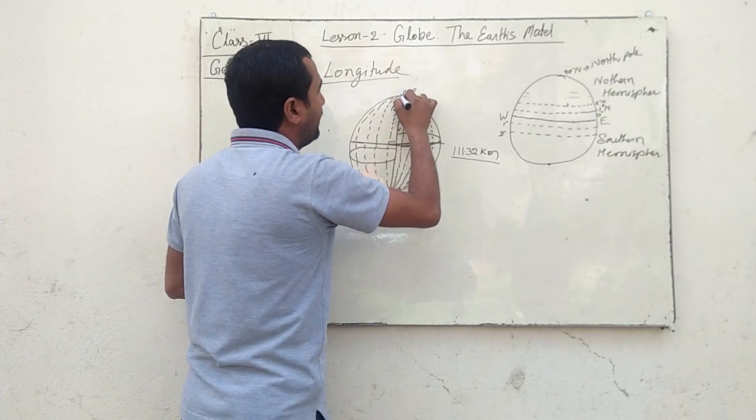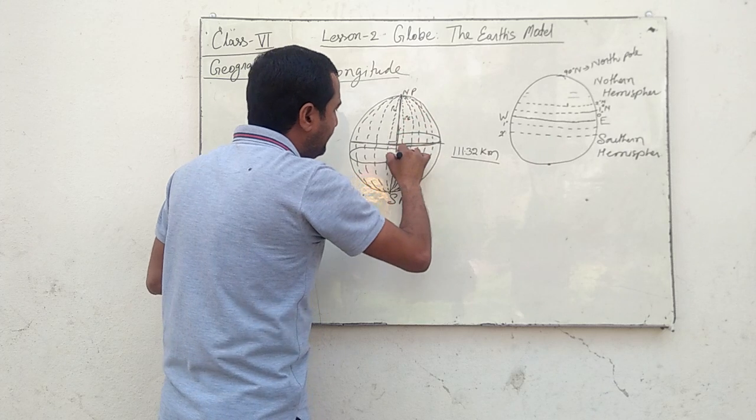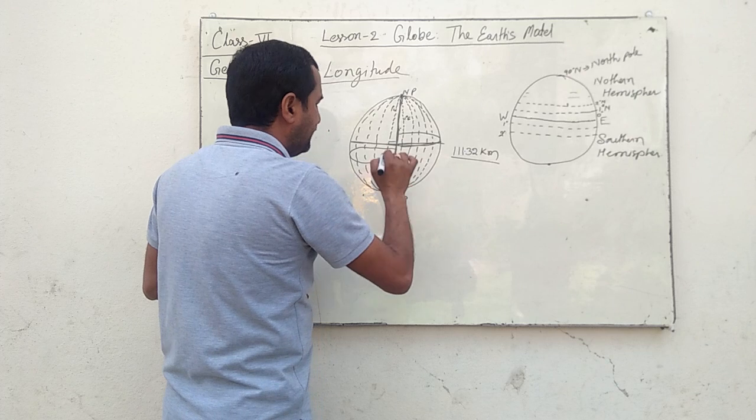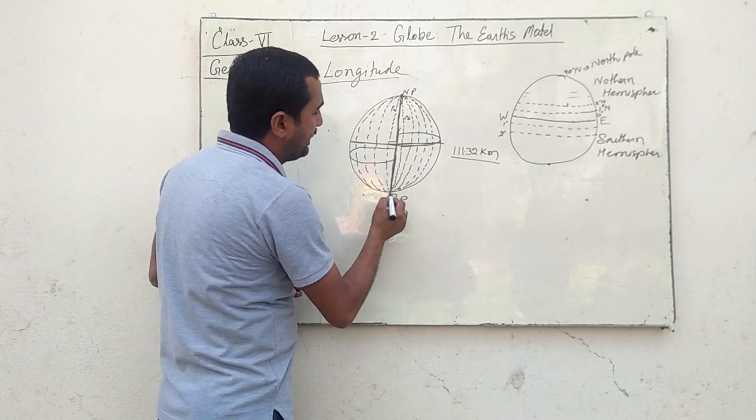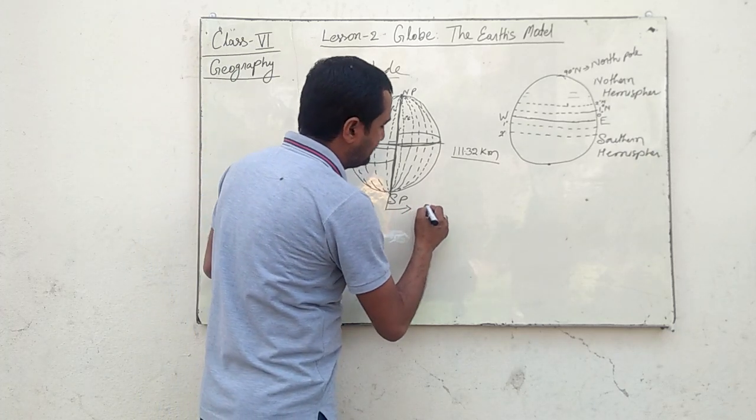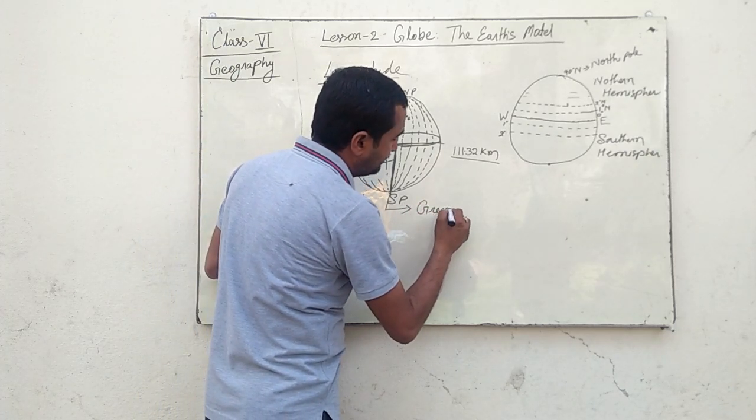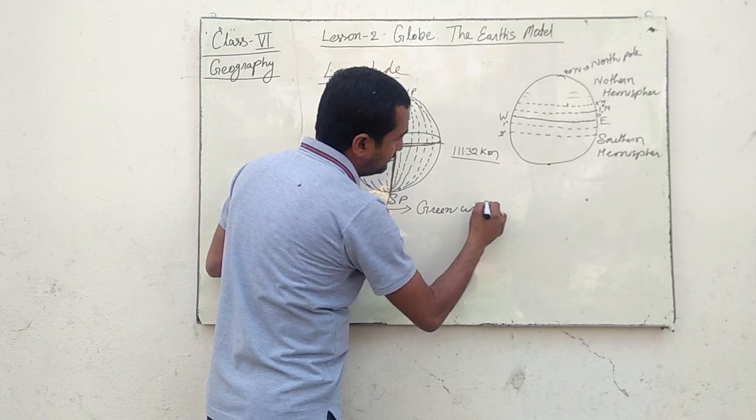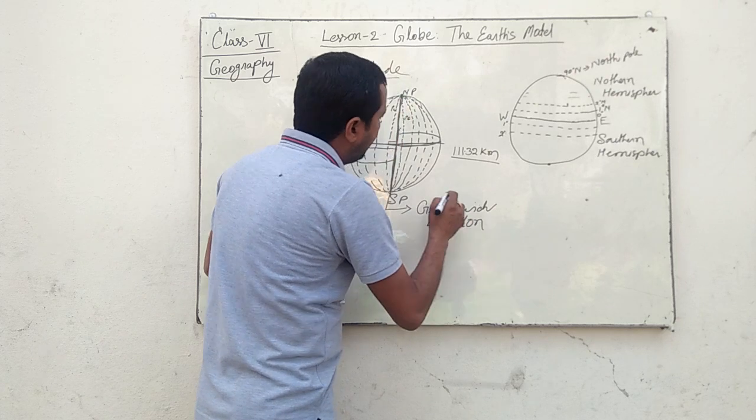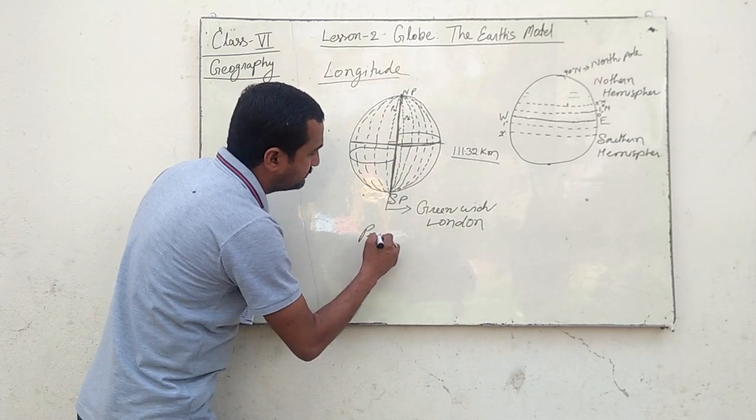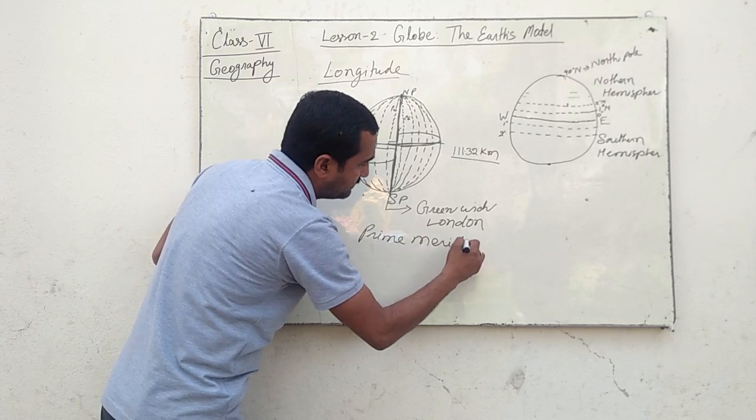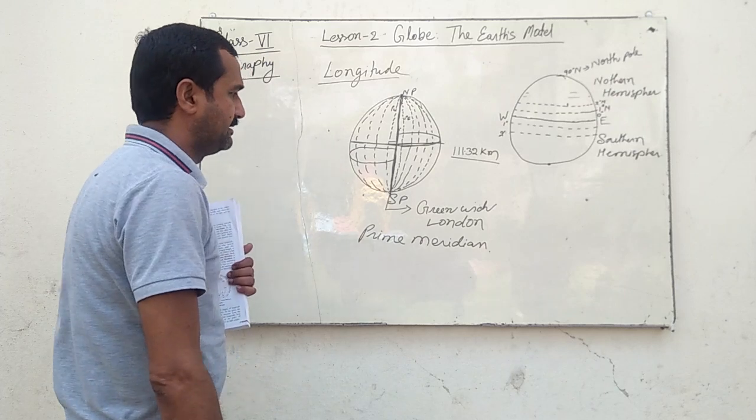Now let us discuss about this line, 0 degree meridian. Very important line. 0 degree meridian, it passes from an observatory near Greenwich, London, and this is called prime meridian.